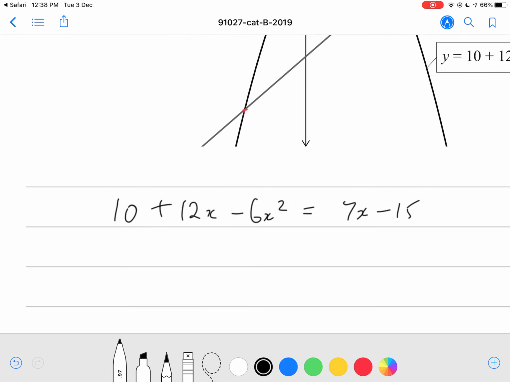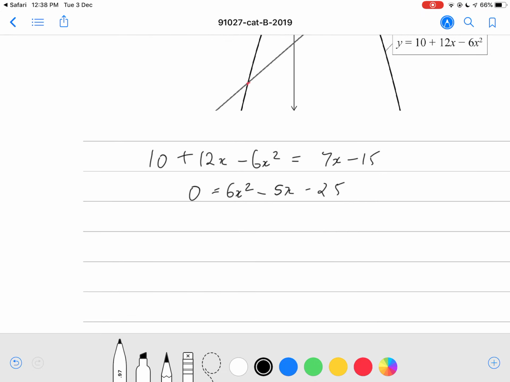So now we want to rearrange this equation. Okay, so we can move everything to one side. We'll say that 0 equals 6x squared minus 5x minus 25. And now it's a matter of solving for x. Okay, so this should be an easy way to expand this. I think let's try this.